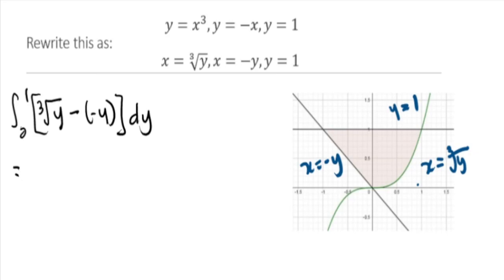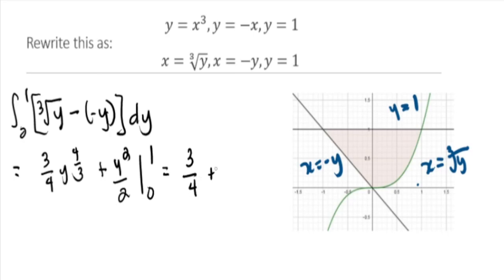Okay, so having this, parehas pa rin naman na yung theorems natin sa pagkuha ng antiderivative still holds true. This is y raised to 1/3. So, 3/4 y raised to 4/3 plus y squared over 2 evaluated from 0 to 1. So, this gives us 3/4 plus 1/2, which is still 5 over 4. So, as you may have noticed, parehas lang yung sagot.